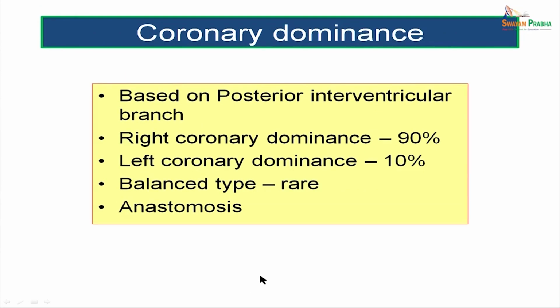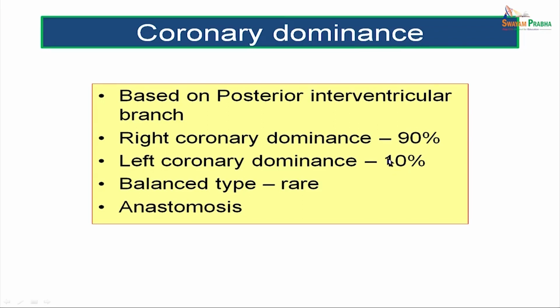Next, we will go on to coronary dominance. Now, what is coronary dominance? Based on the posterior interventricular branch origin, whether it is taking its origin from the right coronary or the left coronary, we are going to tell which artery is dominant. When we say it is right coronary dominance in 90% of the individuals, that indicates the posterior interventricular artery is a branch coming from the right coronary artery. This is seen in 90% of the individuals. Hence, we consider this to be the normal type of coronary circulation.